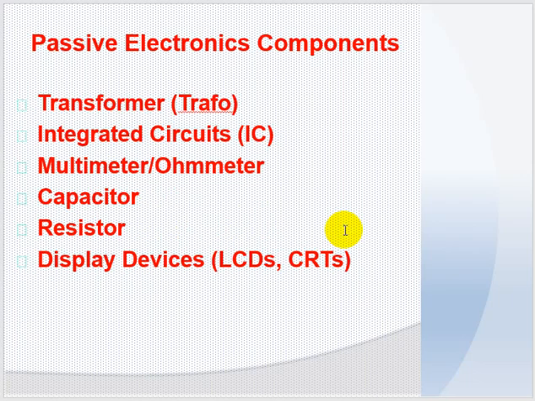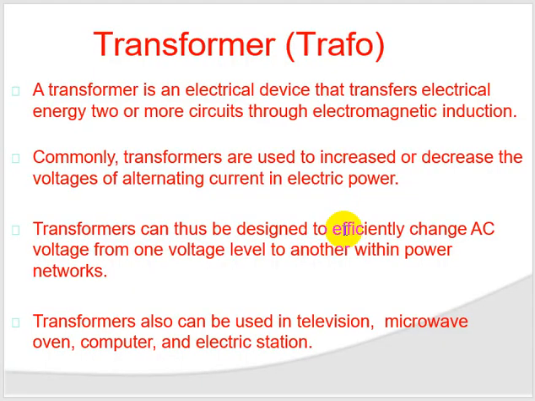Further, if we talk about passive electronic components, transformers, integrated circuits, multimeter, ohmmeter, capacitor, resistor, display devices, including LCDs, CRTs, these are passive electronic components. Details of these components are also provided here.